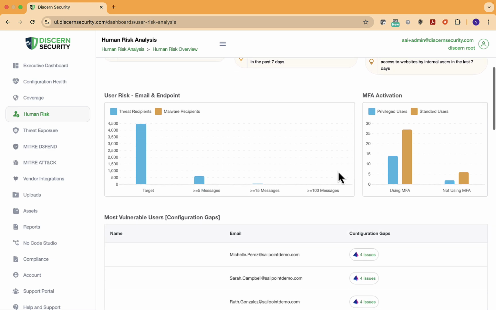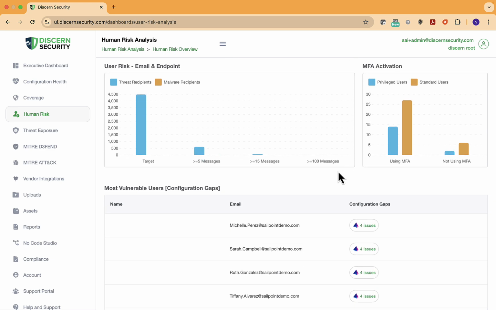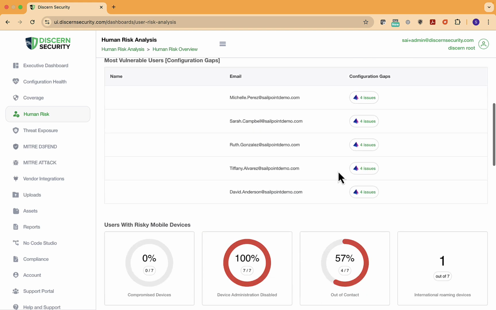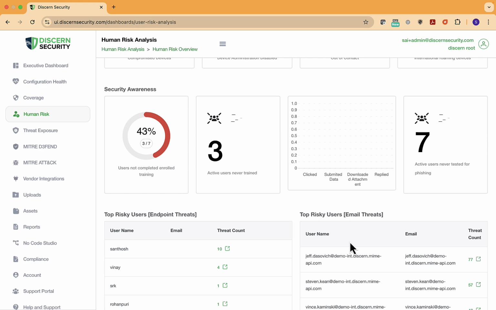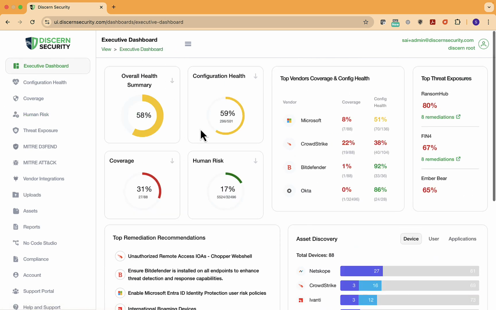In addition, we can also look at users and the devices they possess and the identities they have and if there are any configuration gaps. We can also look at security awareness data from vendors like KnowBe4 and see who are the users who are trained, who are the users who clicked on phishing or who've not clicked on phishing. We can then aggregate these signals, analyze these signals, and give each user a risk score. This risk score can then become part of your executive dashboard.